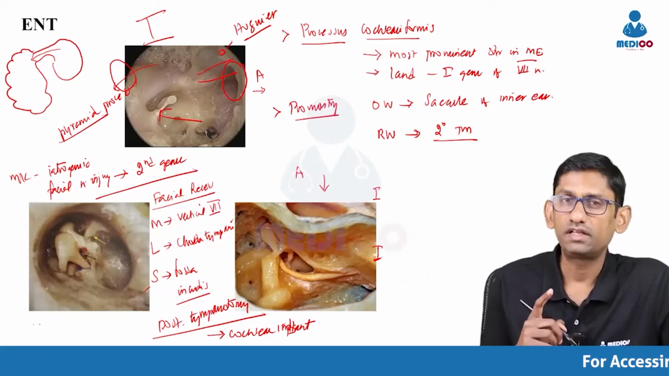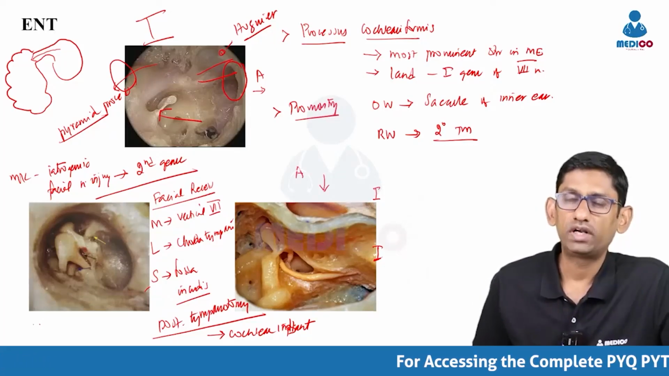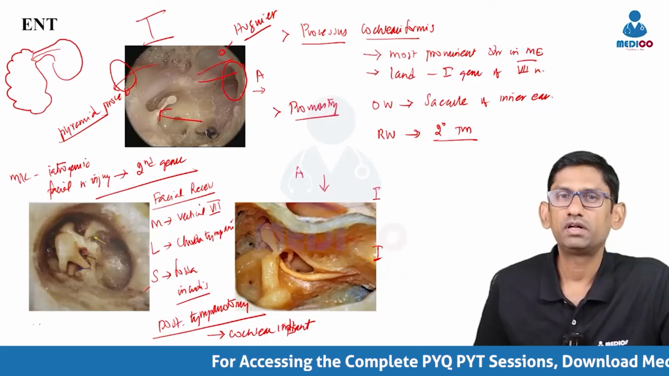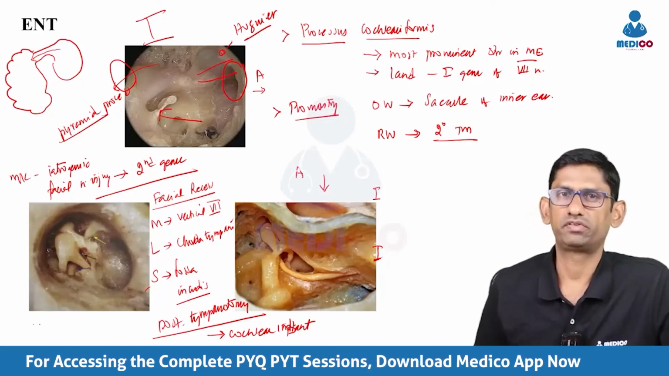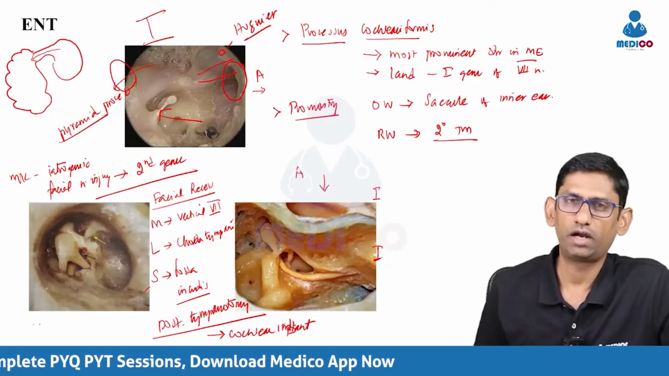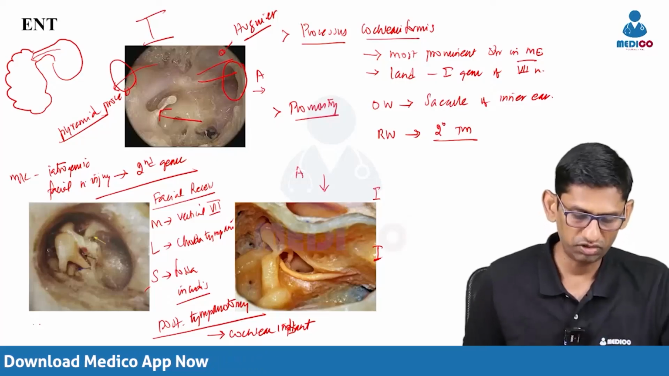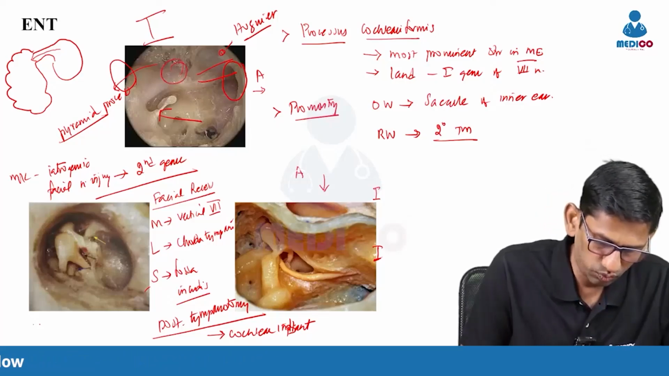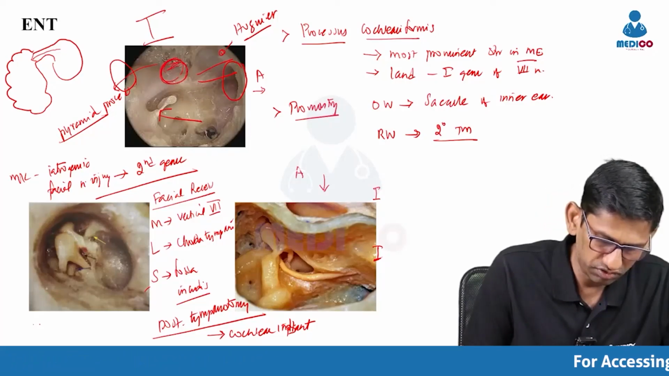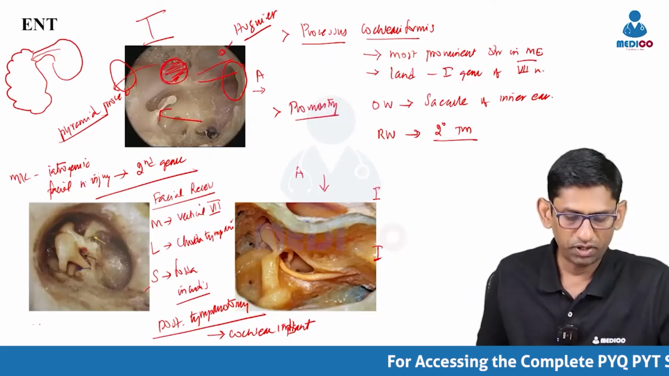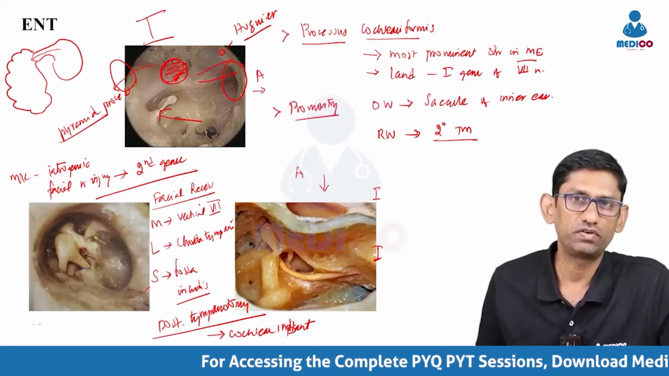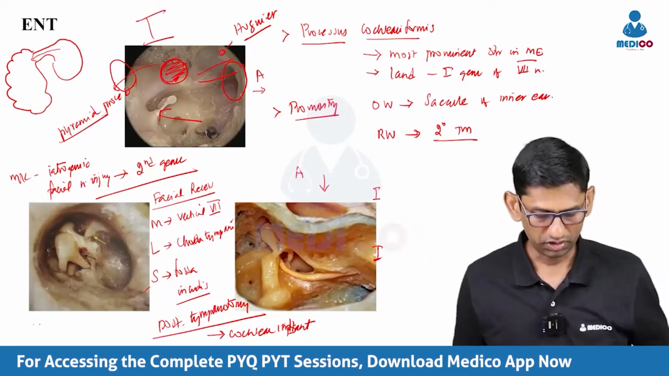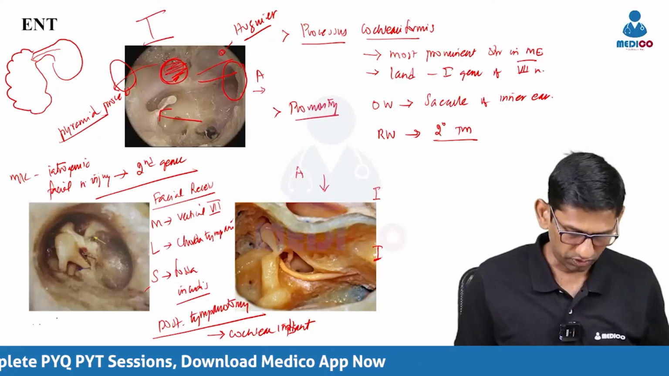And remember one thing, for the first genu, the only very important landmark is the processus cochleariformis. That is, the geniculate ganglion is present in the first genu. So, the first picture, please concentrate. The geniculate ganglion will be present in the first genu, the first curvature of the facial nerve, and this processus cochleariformis forms the landmark for that first genu.